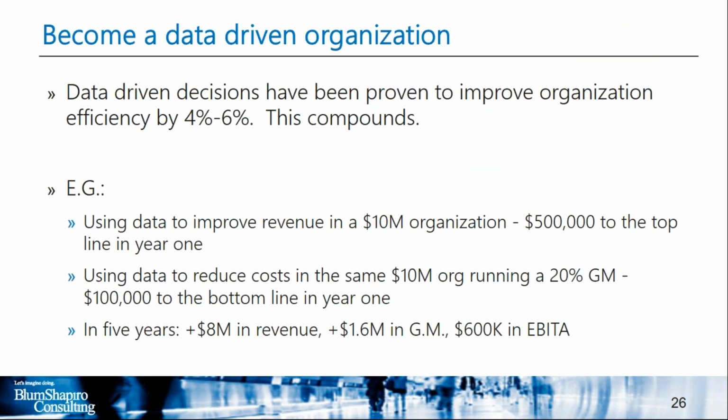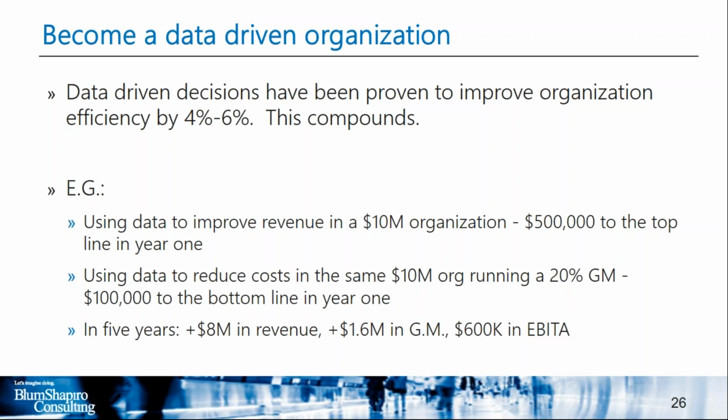So touching on that a little bit further, if you look at the example down here, if you use data to improve revenue in a $10 million organization, you're going to get $500,000, right, to the top line in year one. I said, let's use that 5%. And then if you're using that same data to reduce the cost in an organization at a 20% gross margin, you're going to put $100,000 to the bottom line in year one.